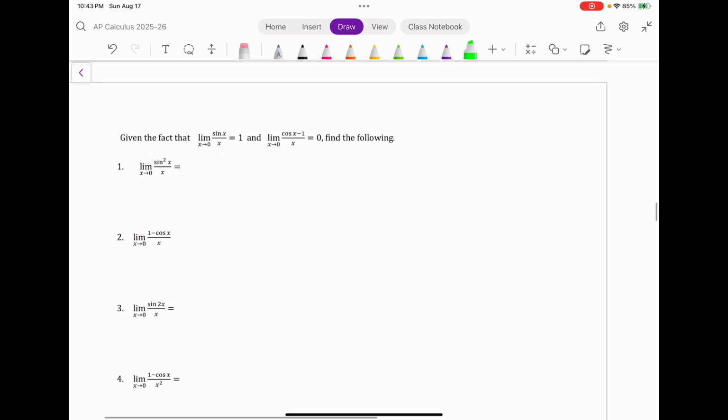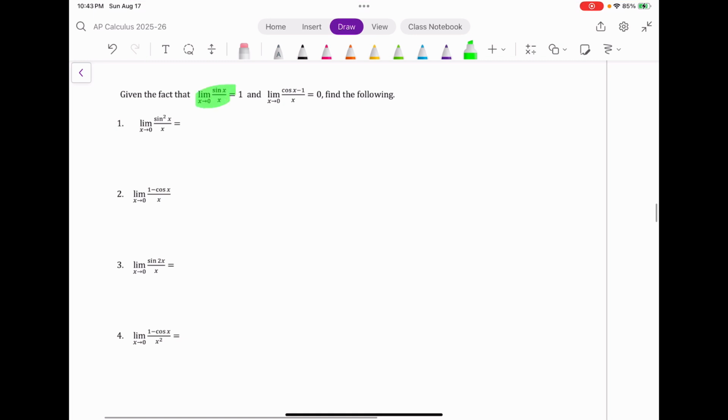This time we're going to be given the limits of 2 different functions as x approaches 0 for both of them. And we're going to use those to our advantage with the limit laws to help us evaluate. Looking at the first one, the limit as x approaches 0 for sine squared x over x. Notice it looks very similar to this function for this limit.